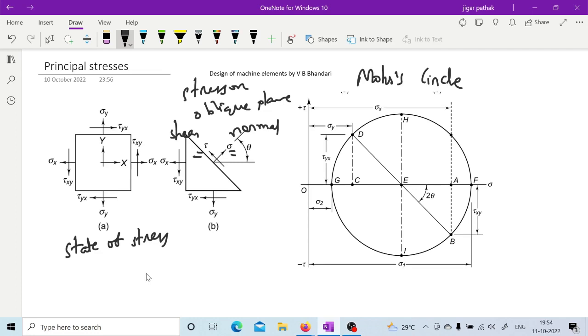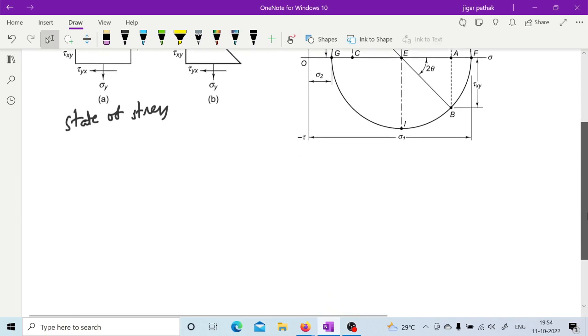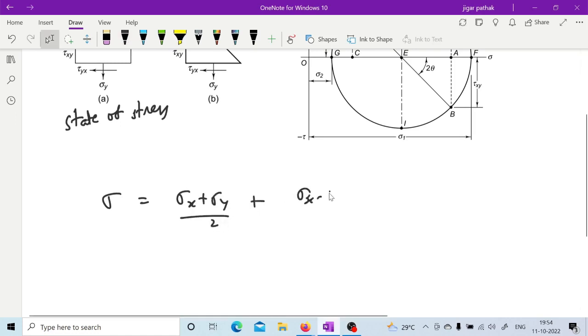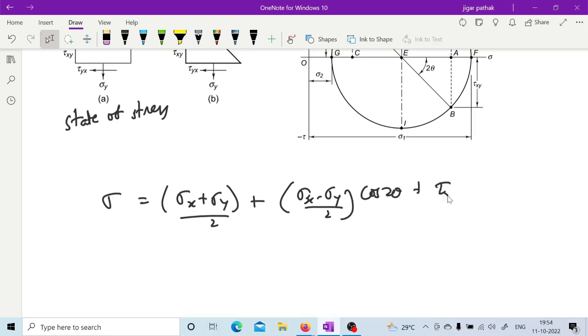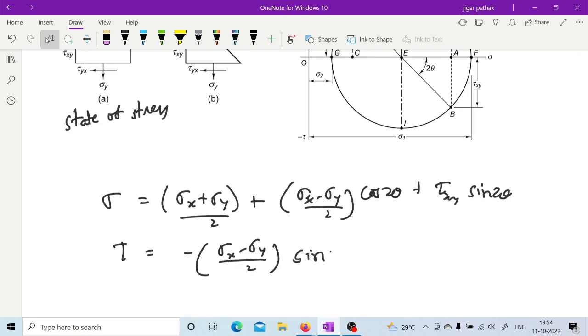As you know, in your strength of materials, you must have written the normal stress and shear stress on those oblique planes as sigma equals sigma x plus sigma y by 2, plus sigma x minus sigma y by 2 cos 2 theta, plus tau xy sin 2 theta. Similarly, tau equals minus sigma x minus sigma y by 2 sin 2 theta plus tau xy cos 2 theta.